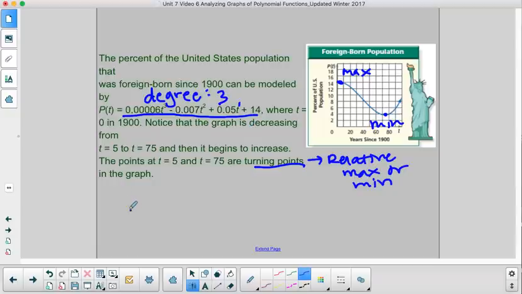So the way you can figure out the degree of a polynomial if I don't actually give you the equation is it's your number of turns plus 1. So this one has 2 turns, so 2 plus 1 is 3. So that's how I know it is a degree 3 polynomial. But this is what a max and a minimum look like.